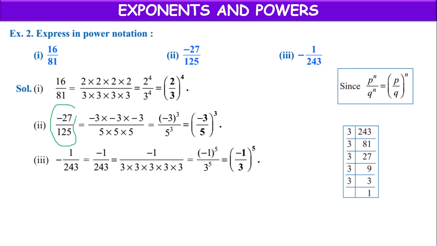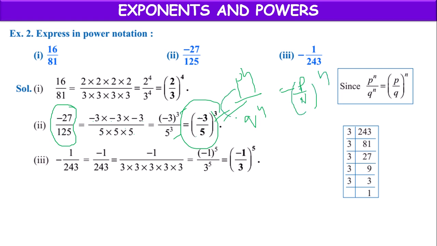Next, minus 27 by 125. Minus 27 can be written as minus 3 into minus 3 into minus 3 by 5 into 5 into 5. So which is equal to minus 3 cube by 5 cube or minus 3 by 5 whole cube. Which means if we have p power n by q power n, it can be written as p by q whole power n. If both numerator and denominator are having the same power, then we can combine numerator and denominator and we can keep the same power as whole power.